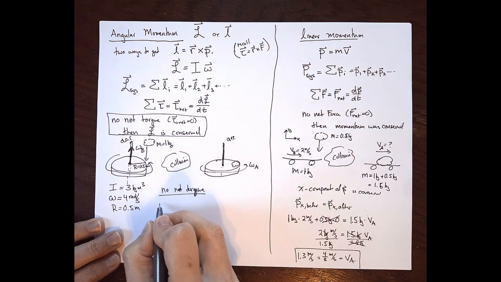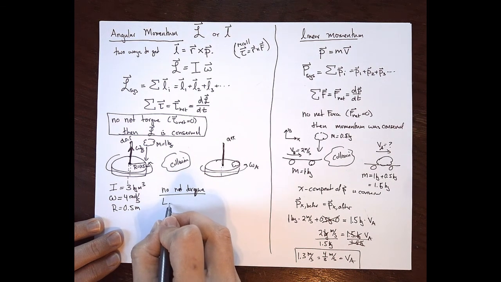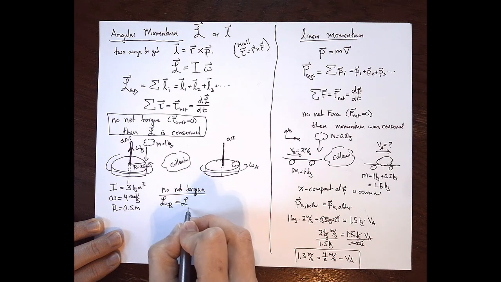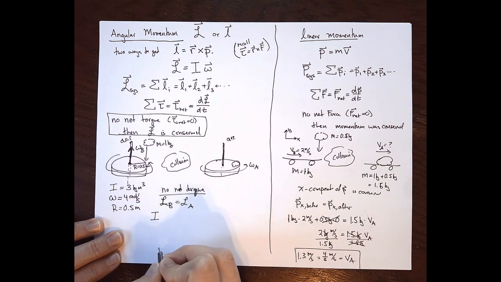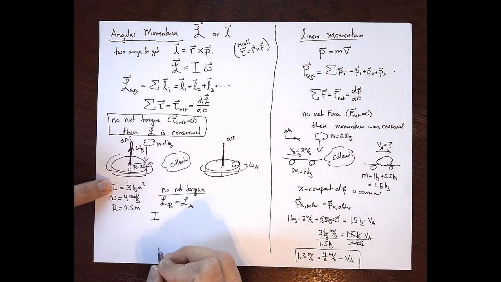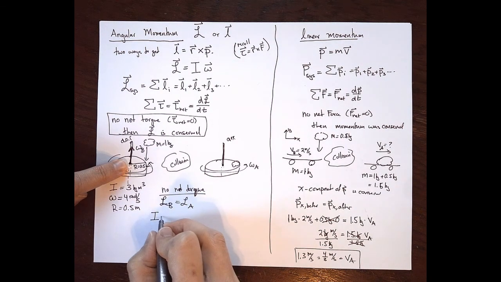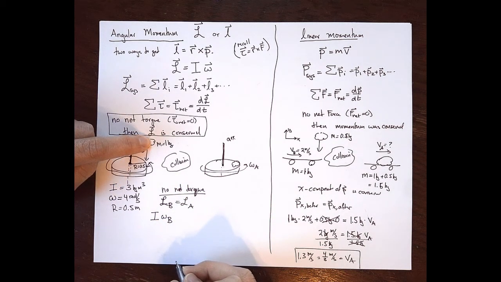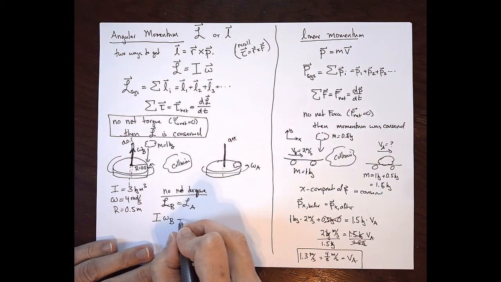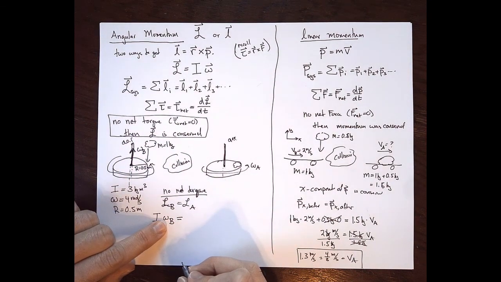Okay, so that means the angular momentum before the collision equals the angular momentum after the collision. Before the collision, we have the moment of inertia of the disk. It's rotating, and its angular velocity. The mass isn't rotating, and we don't have to worry about it. It's not rotating about this axis. So it doesn't have any angular momentum.